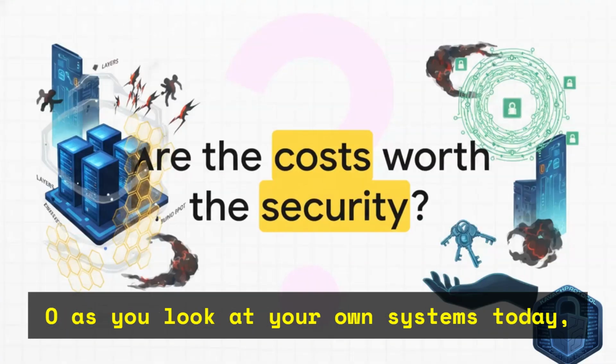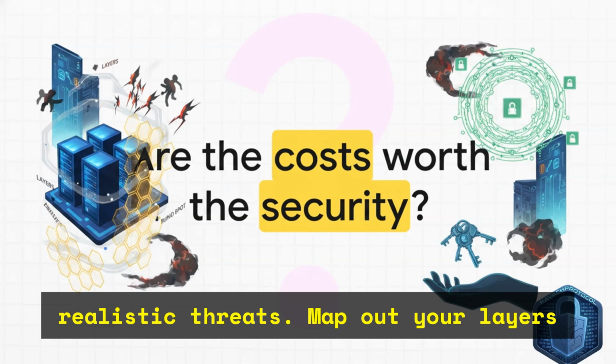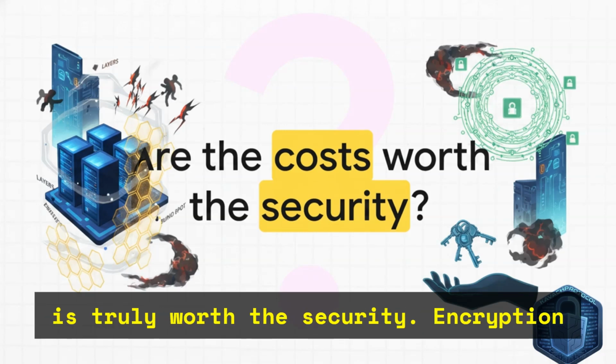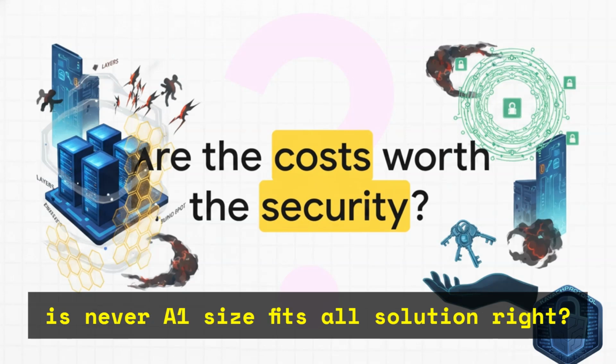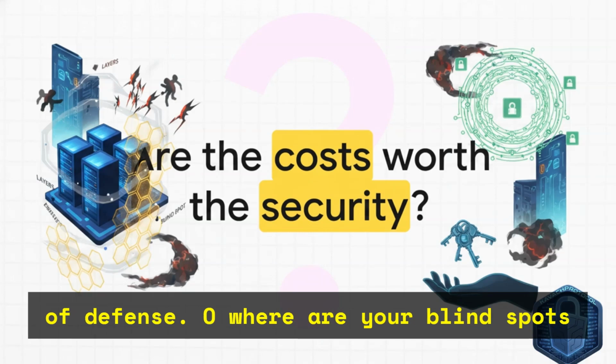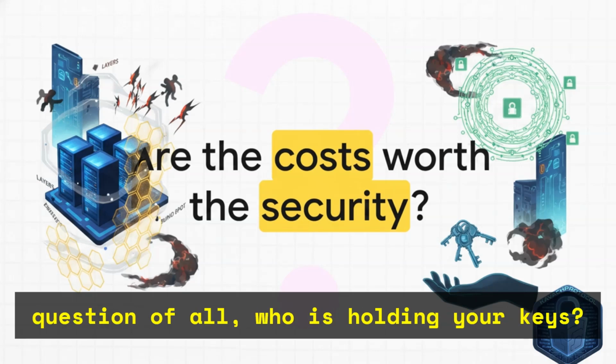So, as you look at your own systems today, I want to leave you with this final architectural challenge. Identify your realistic threats, map out your layers, and honestly ask yourself if the friction is truly worth the security. Encryption is never a one-size-fits-all solution, right? It's a calculated, highly strategic layer of defense. So, where are your blind spots right now? And honestly, the biggest question of all, who is holding your keys?